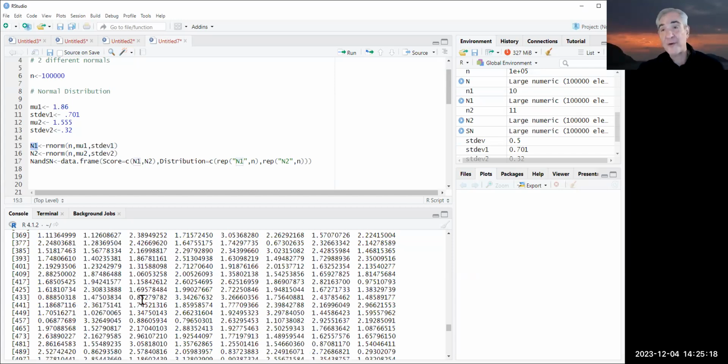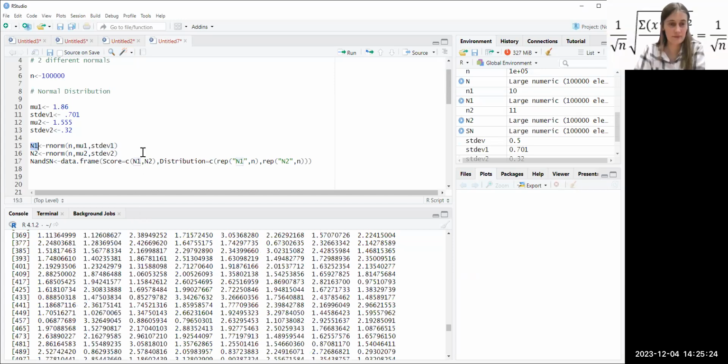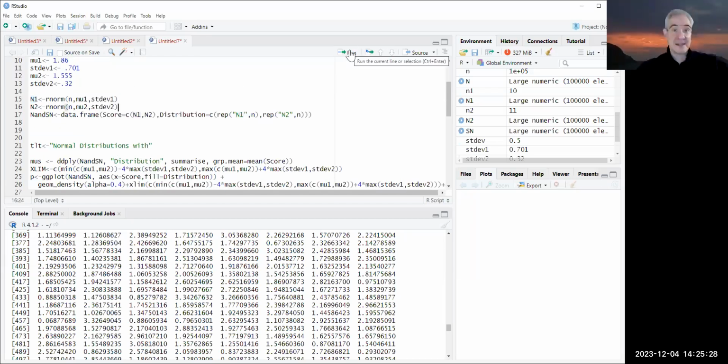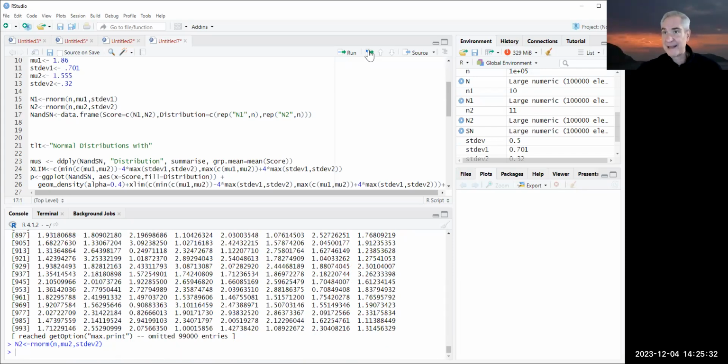They're generated from a random normal distribution with those particular means and standard deviations. So let's create a second one now for n2. Okay, that's with the second mean and second standard deviation.